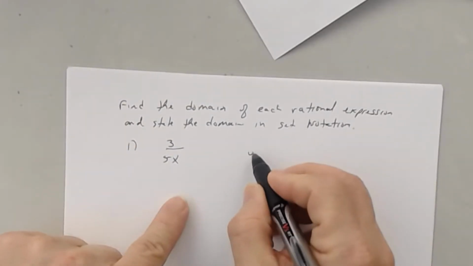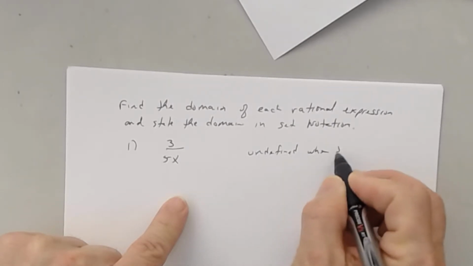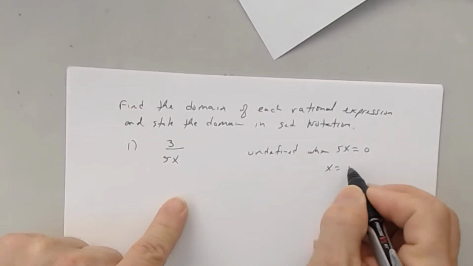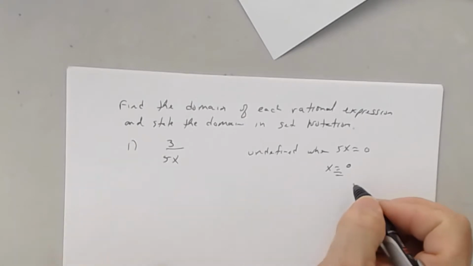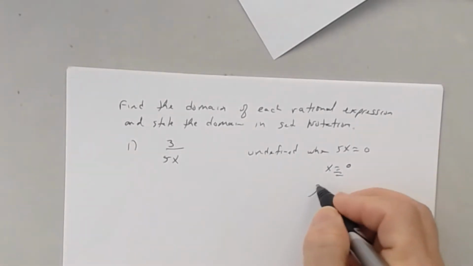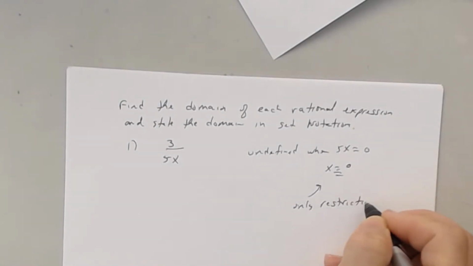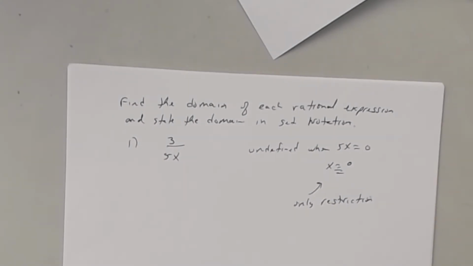So this expression is undefined when 5x equals what? 0, which means x is equal to what? 0. That's undefined. So that means that's the only restriction. This is the only restriction. So I can use any number for x except which number? 0.